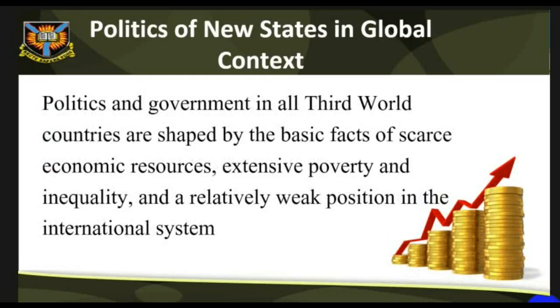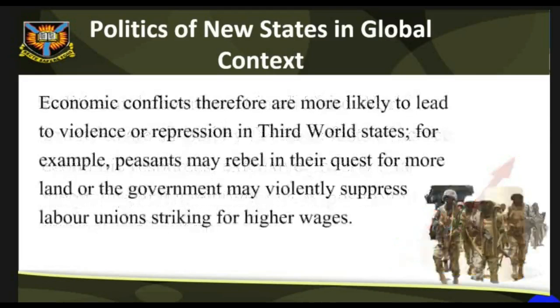Political leaders in less developed countries simply have fewer options available in resolving problems or in responding to demands from various groups for a bigger piece of the national economic pie. Economic conflicts, therefore, are more likely to lead to violence or repression in Third World states. For example, peasants may rebel in their quest for more land, or the government may violently suppress labor unions striking for higher wages. Corruption, a recurrent theme in the case studies in this book, is also a very serious problem in much of the Third World because officials personally profit from the state's control over the limited economic opportunities.